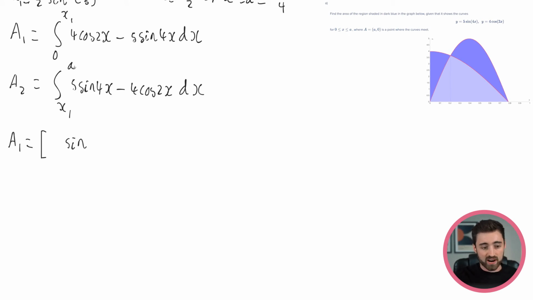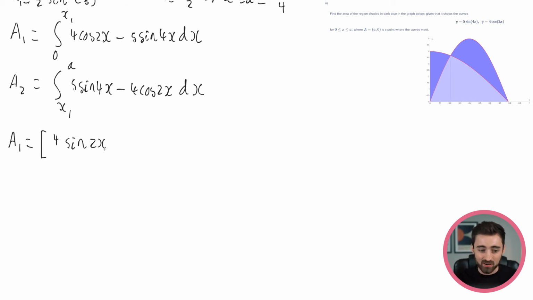Before I go on, I'm just going to write this 4 here. It doesn't affect how I integrate things. But it's there, so I need to put it there. So I have a cos of 2x here. So it's definitely going to be a sine of 2x that I integrate to, the same argument.